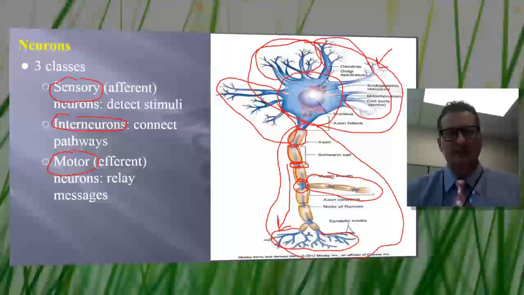Interneurons are found only in the central nervous system, and they connect the incoming pathways with the outgoing motor pathways. So incoming pathways are called sensory, outgoing pathways are called motor. The motor neurons relay messages from the brain to the muscle or glandular cells.